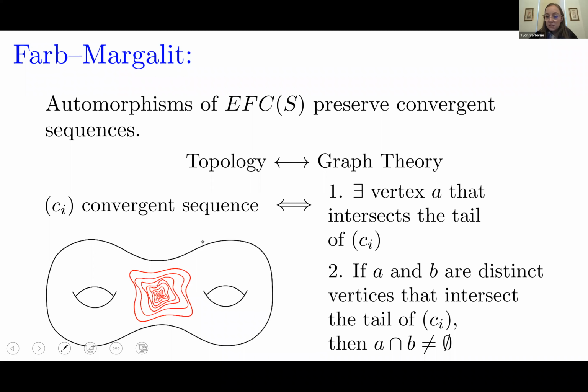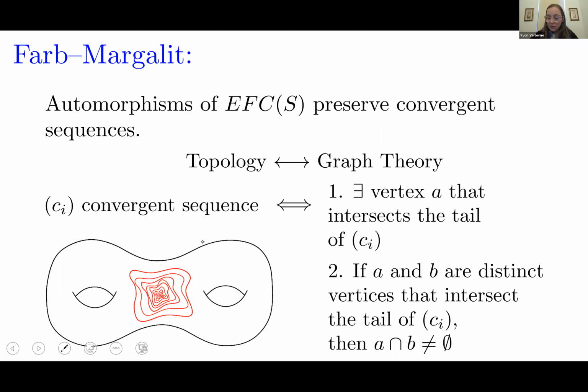So putting 1 and 2 together, notice that we can see the following thing in the fine curve graph. If we have a vertex A that intersects the tail, that means that the vertex A will not have any edges with infinitely many of the curves in the convergent sequence. In addition, if A and B are distinct vertices, both of which intersect the tail, then both of those vertices will not have edges with infinitely many of the curves in the convergent sequence, but will also never have an edge between A and B.